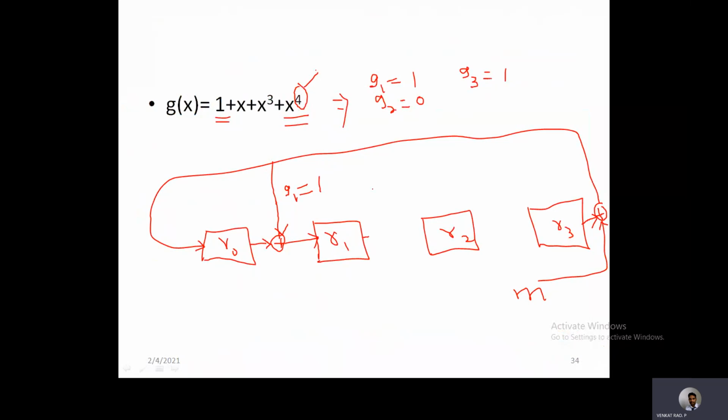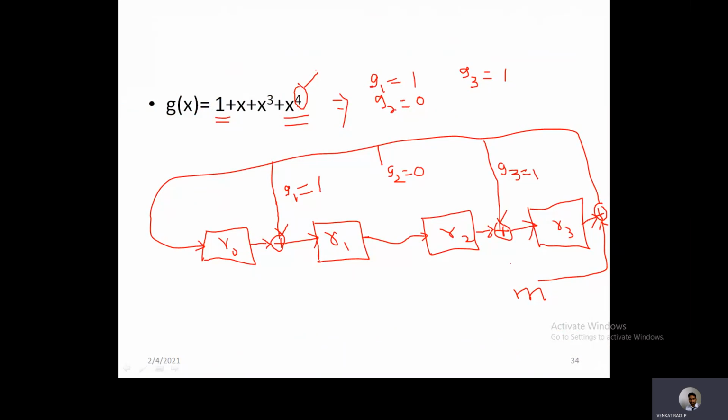Next, since G2 is 0, there should be no connection. It is open circuited, so no connection, no XOR operation. It is directly connected to R2. Next, G3 is equal to 1, so there is a coefficient here. If there is a coefficient, you should connect the feedback path and make an XOR operation with the flip-flop output and then connect to the next flip-flop.